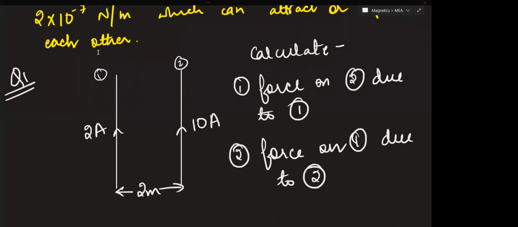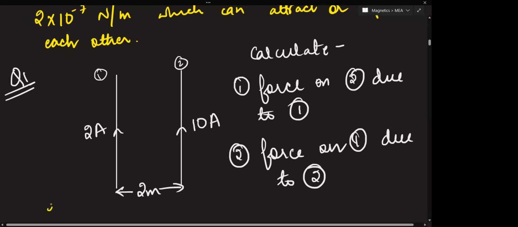What if both the conductors are having current in opposite direction, will they attract or repel? Opposite direction repel, same direction attract. And here in this case, you have to calculate force per unit length. That's why length is not given.